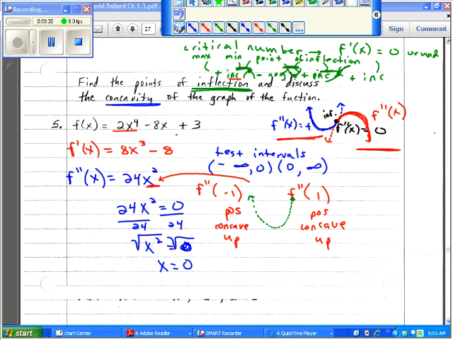To the left of that point, it's concave up. To the right of that point, it's concave up as well. So that point 0 is not a point of inflection at all. Okay? So we would say that the graph never changes concavity, therefore it is not a point of inflection. Therefore, there is no point of inflection.